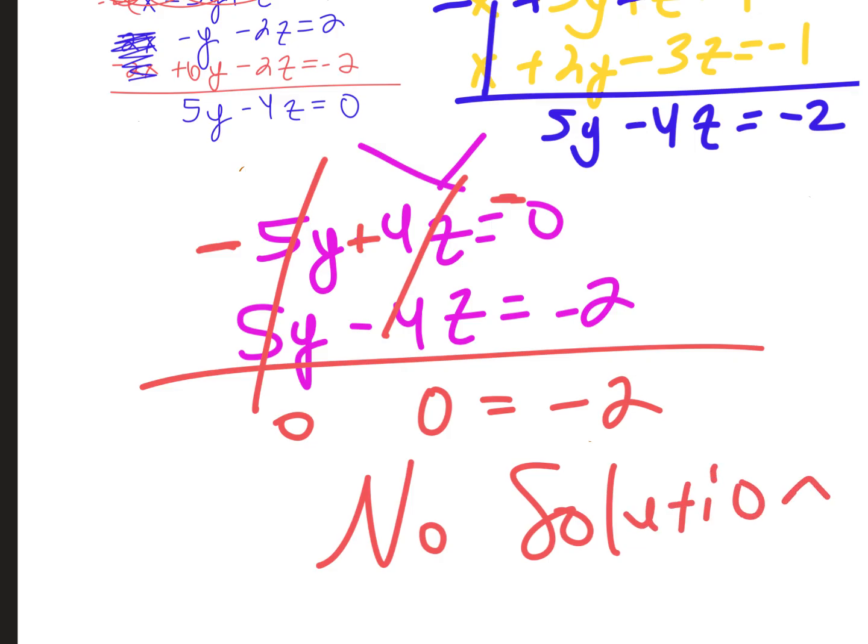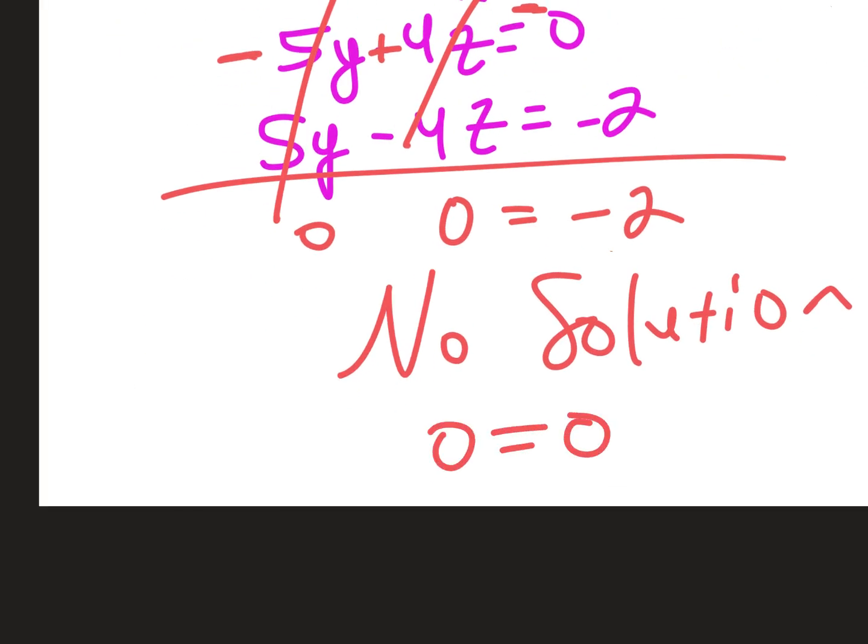Whenever all the variables cancel out, you get 0 equals something. Is that a true statement? Will 0 ever equal negative 2? No, so it would be no solution. What happens if you got 0 equals 0? Infinite. Good. Make sure you understand the difference. No solution is when you get an untrue math statement, like 0 equals 12. That's never true. But if everything cancels out on the left-hand side or the right-hand side and you get 0 equals 0, then it's infinitely many solutions. That means any number you plug in for x, y, and z will satisfy all of the equations. Make sense?